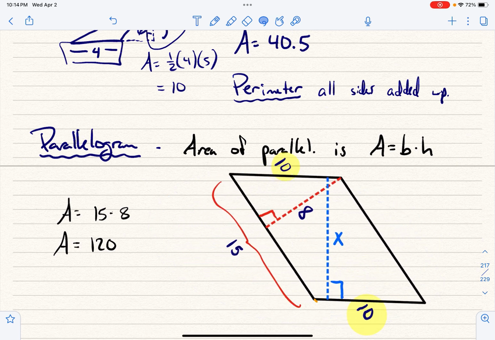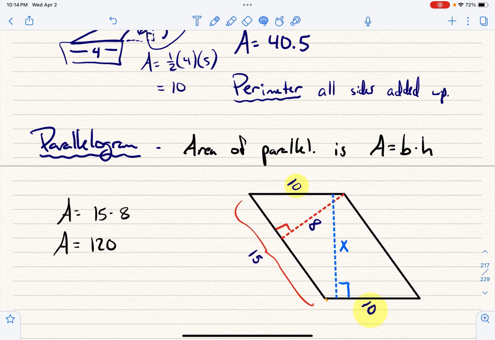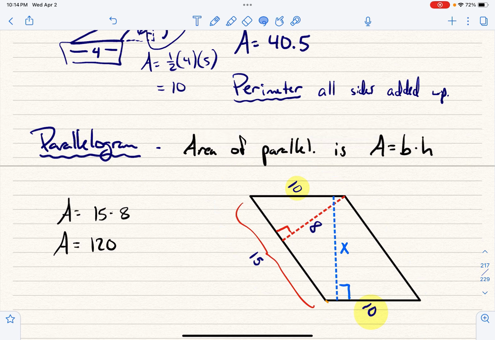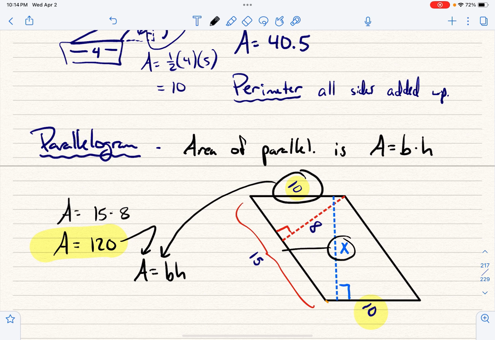If you take this parallelogram and turn it, you could turn it this way so that now x is the height and 10 is the base. Now it's the same parallelogram, so it has the same area. So therefore, I can figure out what x is because I know the area of a parallelogram is base times height, and this still has the same area. But now it's got a base of 10 and a height of x. So I would say 120 is equal to 10x. And if you divide both sides by 10, you get x is equal to 12.